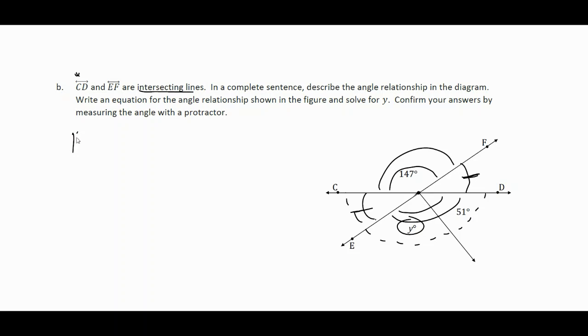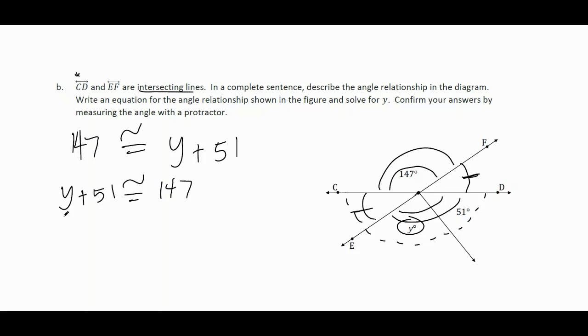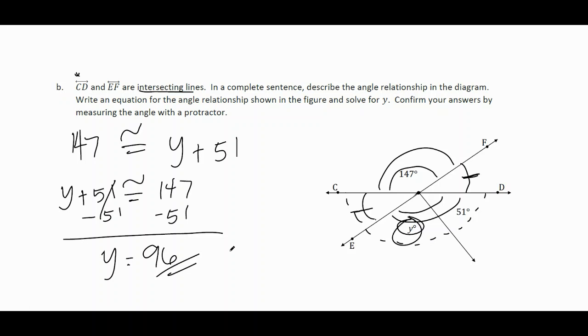So I can say that 147 is congruent to y plus 51. Let's just exchange that, because I know that you guys are used to having the y, the variable, on the left side. Now we need to remove the 51 by subtracting both sides by 51. So y is equal to 96. There you have it. You just need to observe. What was I saying earlier? It's just like this.